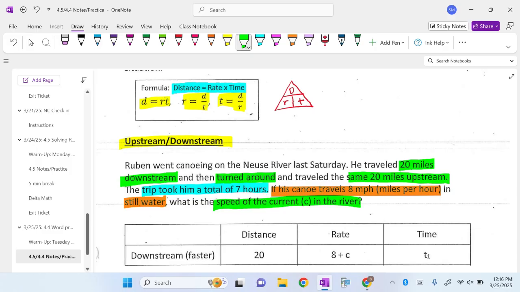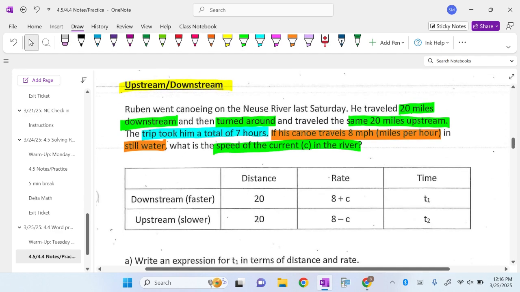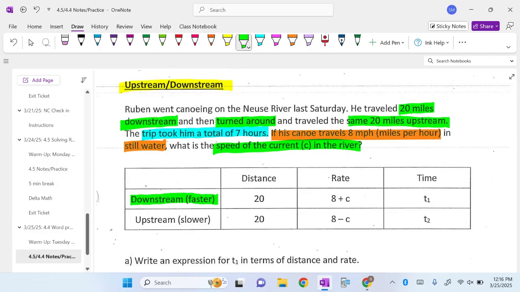So, where all my boaters at? Anyone ever been on a boat, driven a boat? All right. So, what does it mean if you're going downstream? Are you going with or against the current? You're going with the current. So, does that typically make you go faster or slower? Faster. So, right here, downstream, it means you're going faster because you're going with the current. Upstream is the opposite. You're going against the current, which makes you go slower.